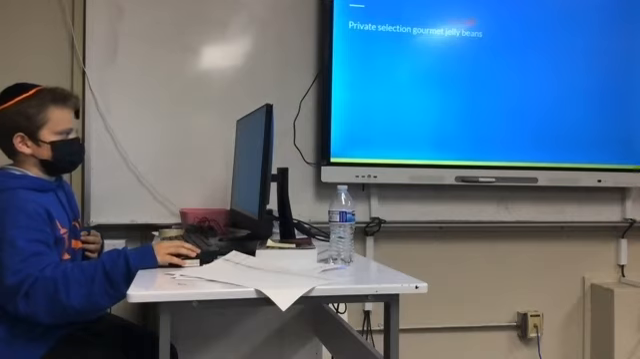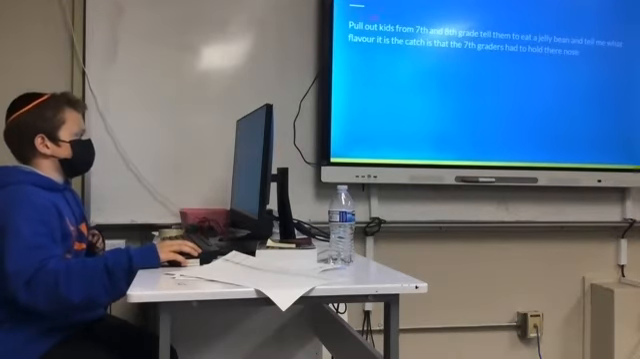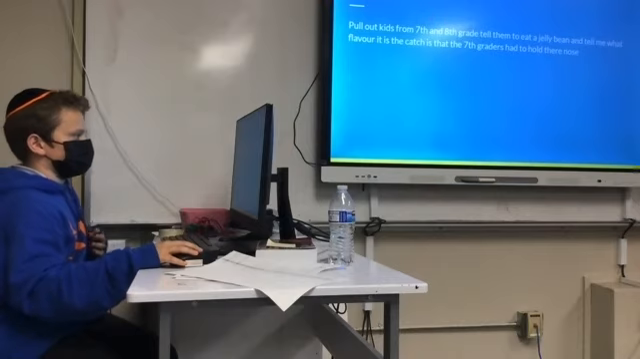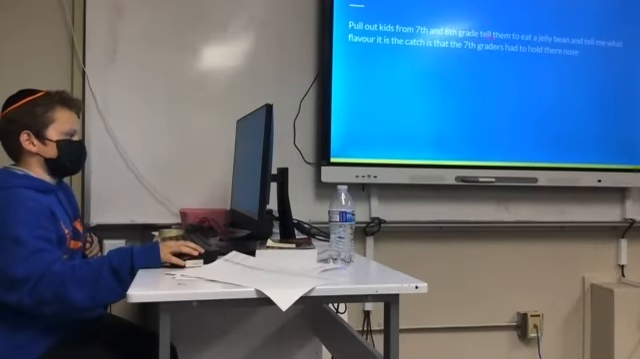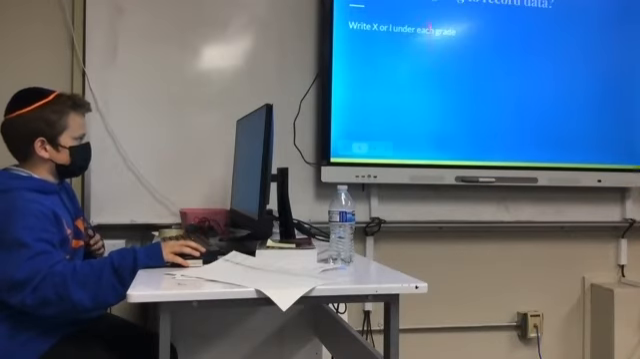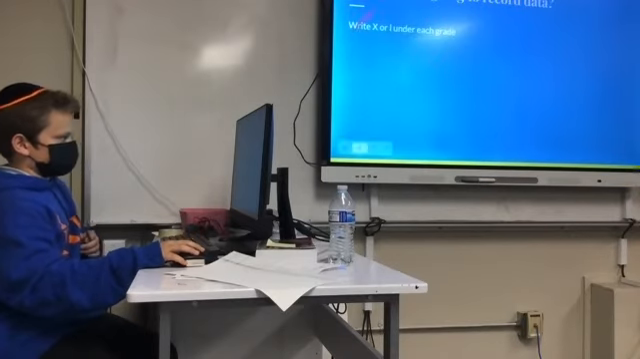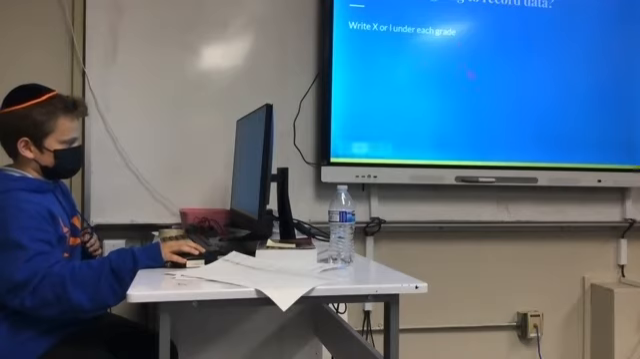Materials: Private Selection gourmet jelly beans. Procedure: pull out kids from 7th and 8th grade. Tell them to eat jelly beans and tell me what flavor it is. The catch is the 7th graders had to hold their nose and the 8th graders did not. How am I going to report on that? If the test subjects get it right, then I write a line, and if they get it wrong, then I write an X.